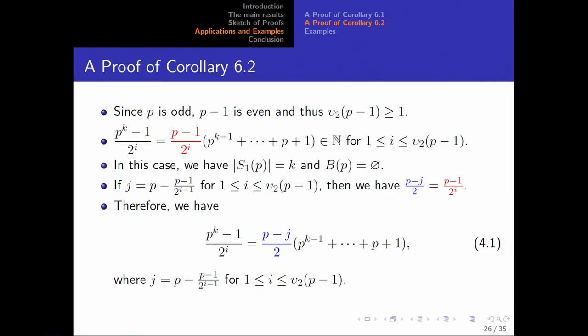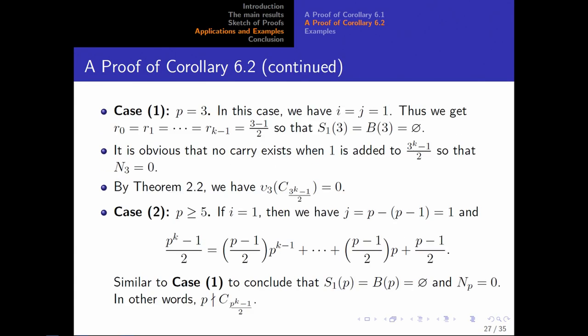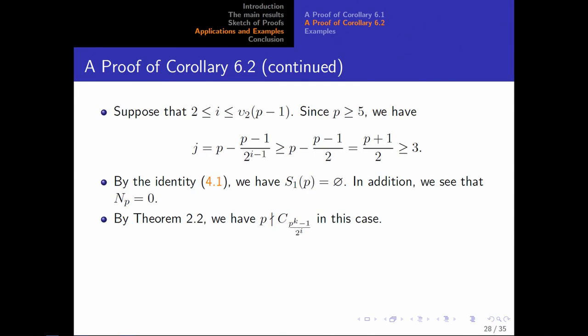Here we need to consider two cases. In case 1, we consider p equals 3. We'll have the highest power of 3 dividing this class of Catalan number is 0. In case 2, we consider p is greater than or equal to 5. And if i equals 1, we'll have the highest power of p dividing this class of Catalan number is 0. For i satisfying this inequality, we'll have the highest power of p dividing this class of Catalan number is 0. So the proof of corollary 6.2 is finished.